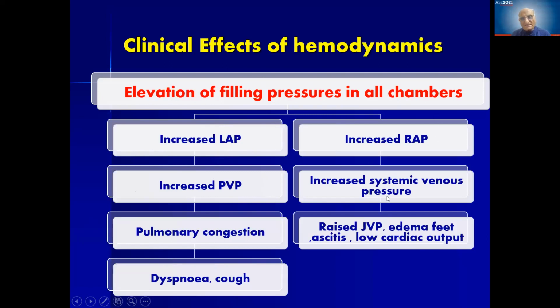On the right side, because of the increased RA pressure, there is raised JVP, edema feet, ascites, and low cardiac output. I brought this slide just to tell you what happens when there is increased LA pressure or increased RA pressure, and that includes all the chambers.